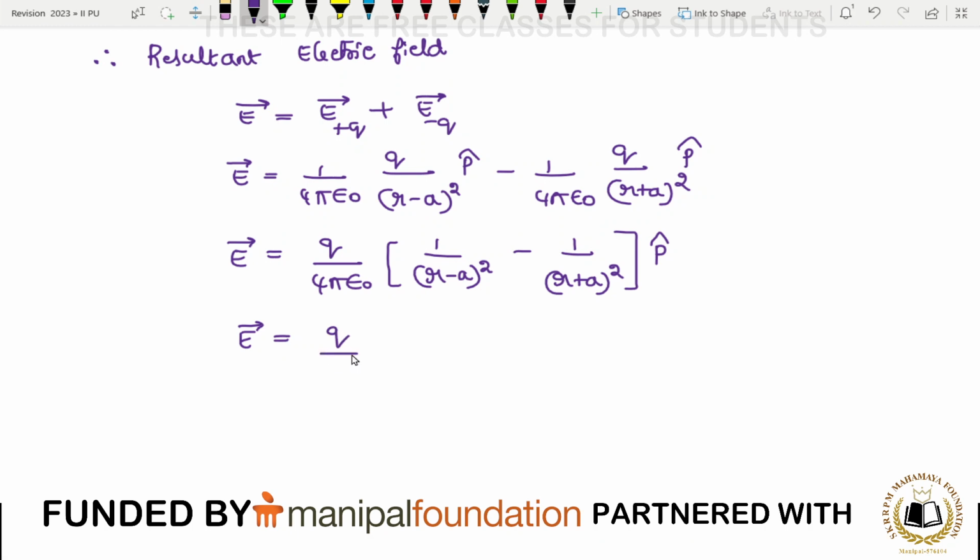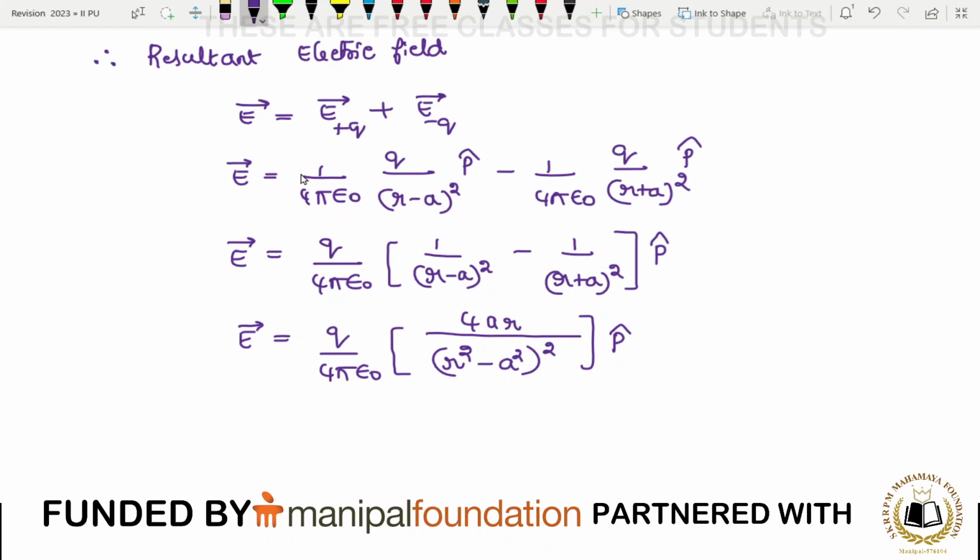So what are you going to get? Q divided by 4 pi epsilon naught as it is. Now take the LCM and solve. If we solve this, actually the denominator becomes R square minus A square, whole square. Numerator becomes 4AR. 4AR into what? P cap. 4AR P cap.